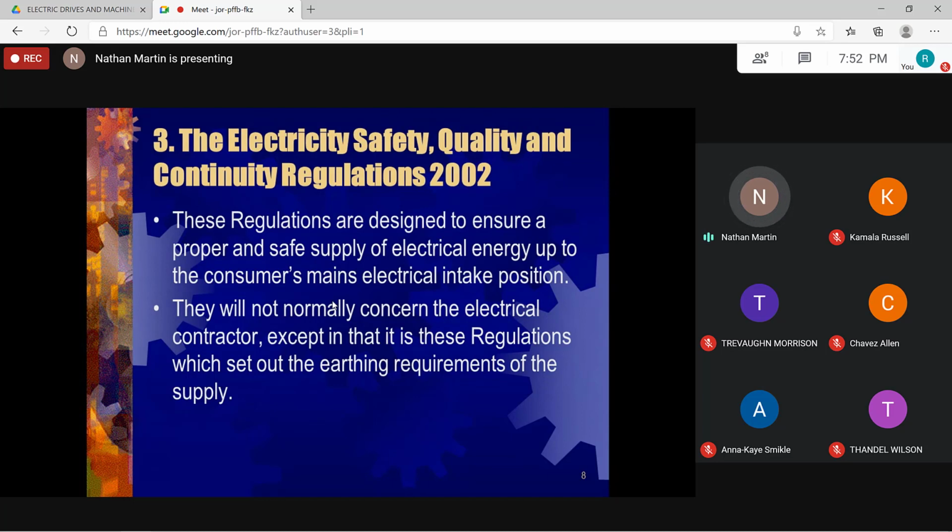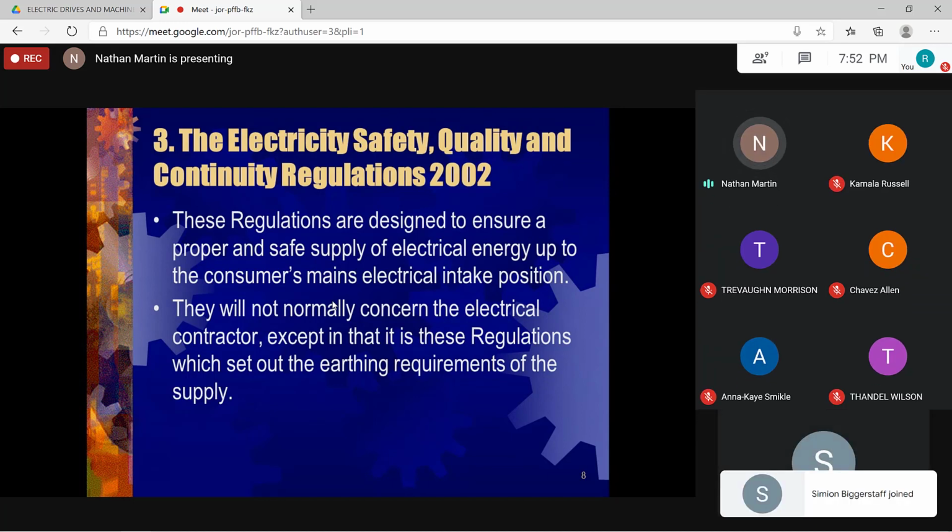Whether it be a substation, it has to be earthed. Whether it be a big building, it has to be earthed. Whether it be a small building, it has to be earthed. Earthing is one of the most important parts of any installation, any facility. Can anybody tell me why earthing is that important?